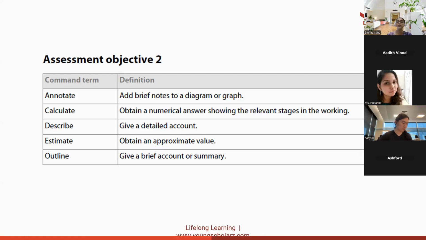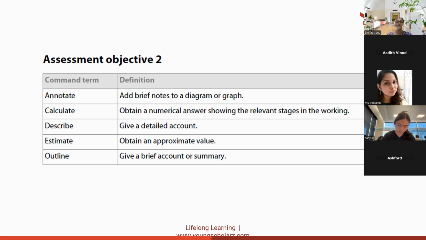Calculate is only showing relevant steps if it's a method, if it's a proof, you give relevant steps so that you come to a proper answer. Describe is basically, as the word suggests itself, that you give a detailed explanation. Estimate is an approximate value. Estimate the answer means you can write a range. Estimation is a range where they don't expect a perfect true value.